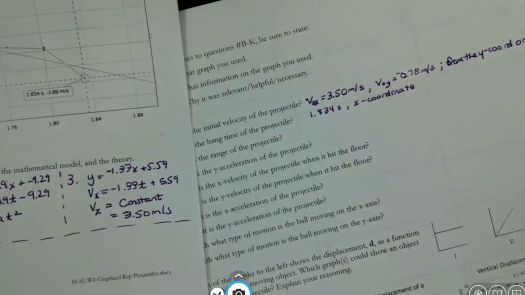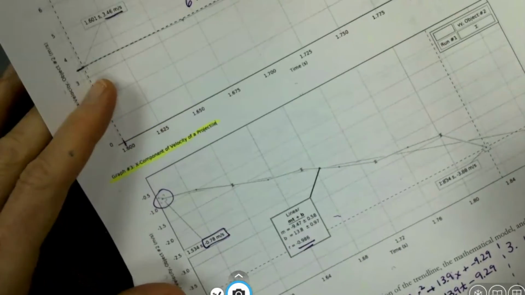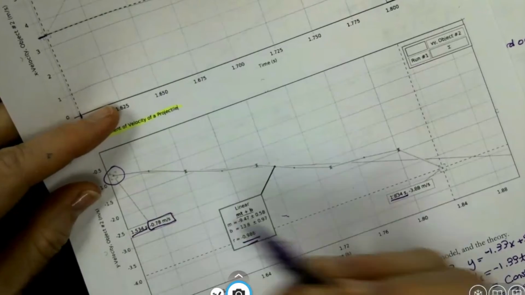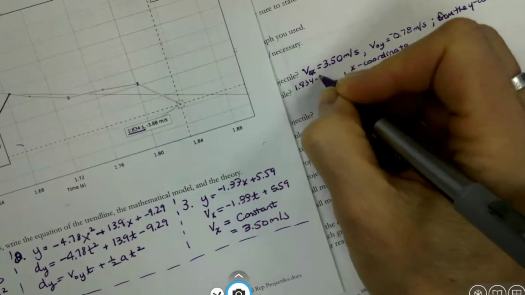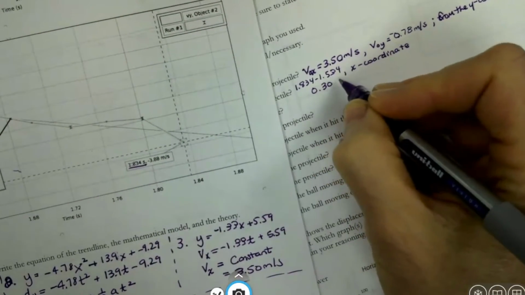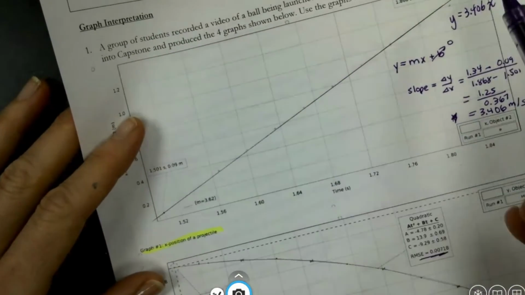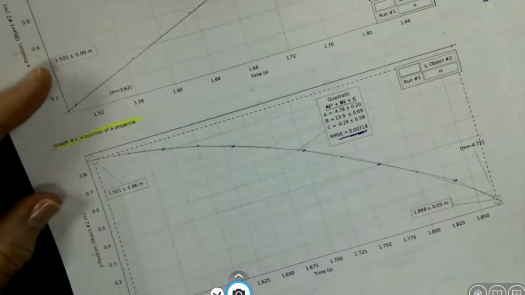So we actually need to do this better. We're going to use the x coordinate to find the total hang time in the air, from where we start to where we end. So we ended here, but we started here. You can use any of these to do it. So we can say 1.834 minus 1.534. That's going to be 0.30 seconds. That's our hang time, and it should be pretty much the same for all of them. It's not going to be exact, but it's pretty close for all of these.